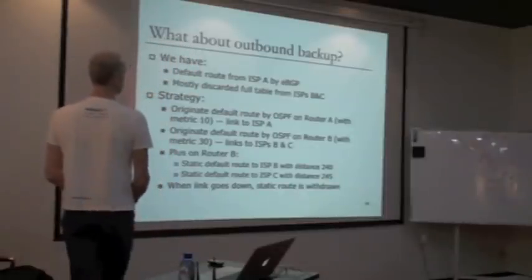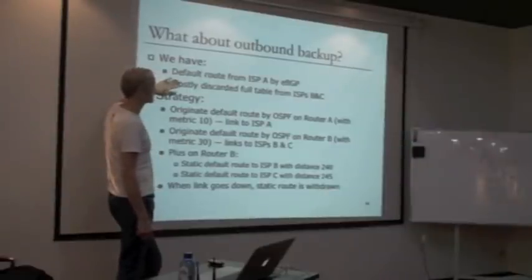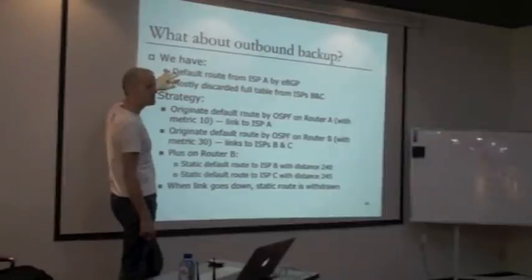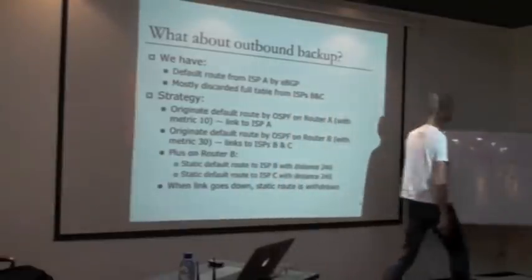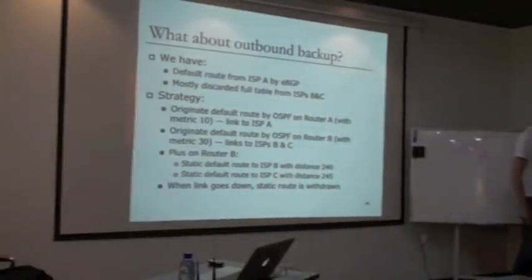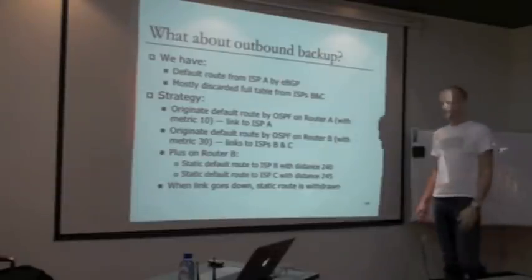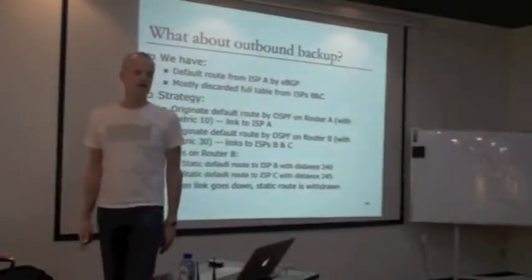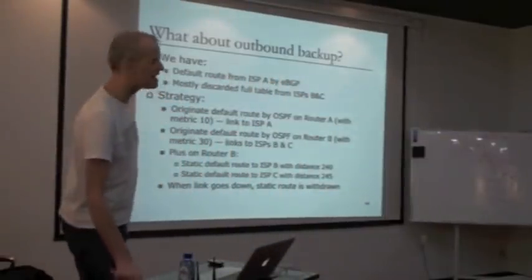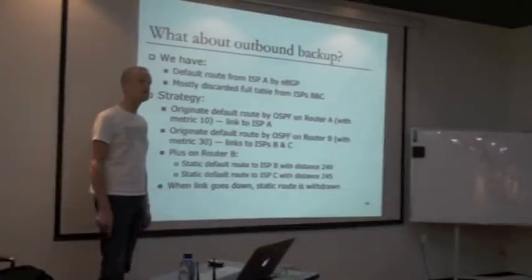Outbound backup, we've got the default route from ISP-A by eBGP, mostly discarded full BGP from ISPs B and C. So it becomes a very cheap BGP table as well. The last ISP I helped, it was something like this. They got one default, 10,000 and 20,000 prefixes. They were carrying, again, 30,000 prefixes in BGP. Before I arrived, they had 1.2 million paths. Now they have 30,000 paths.